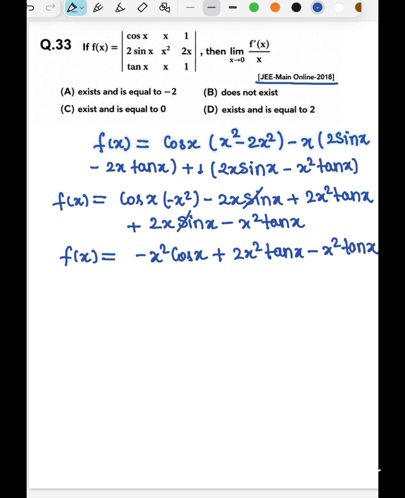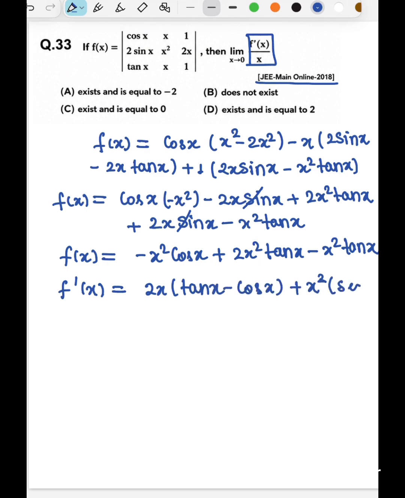Now this is your f(x), okay, and your purpose is to find f'(x) upon x, okay. So you got f(x), just you have to differentiate it once, okay. So f'(x) is equal to 2x tan x minus cos x, okay, plus x square sec square x plus the sin x, right. This is your f'(x).